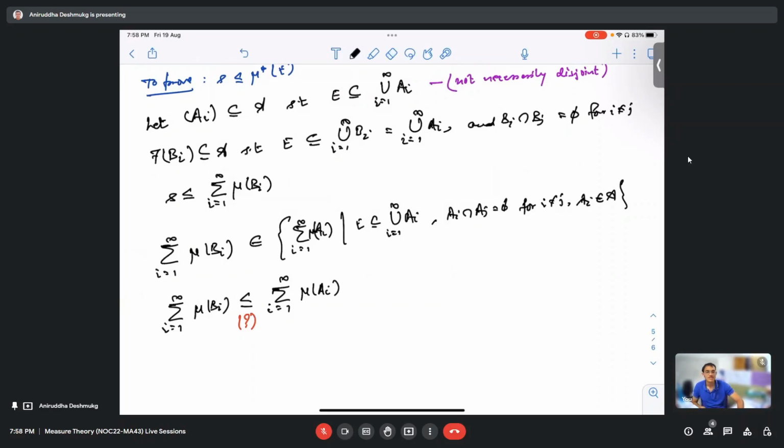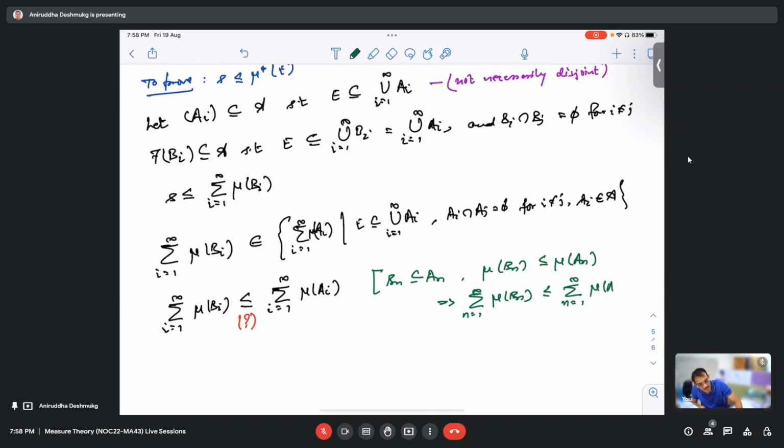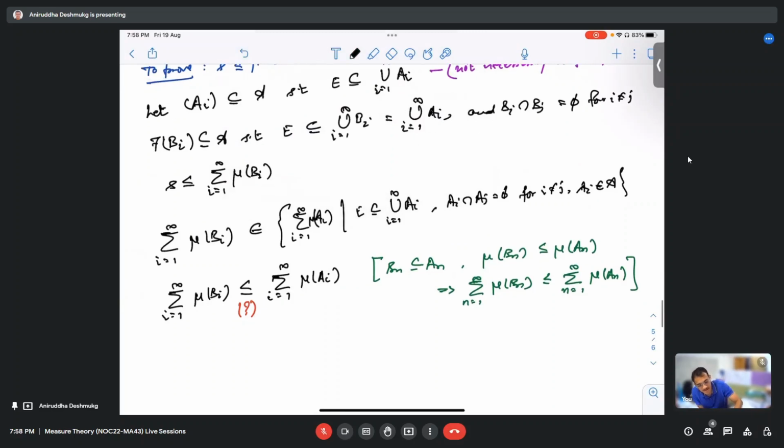Yes, sir, because the Bn are contained in the An. Exactly. So why is this true? Because Bn is contained in An and mu is a measure, so mu of Bn must be less than or equal to mu of An. This implies that this sum, mu Bn, is less than or equal to this sum. Again, notice that we can do all this only because each of these terms is non-negative. If we had some different types of real numbers, we cannot really compare them. So all these things happen because the measure is non-negative. So this is true.